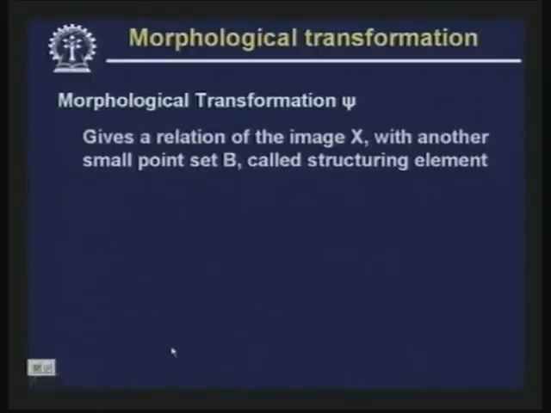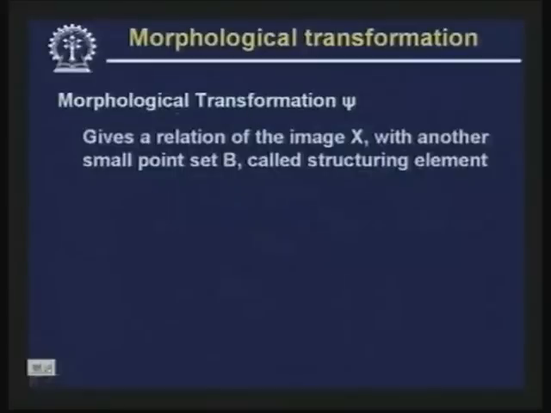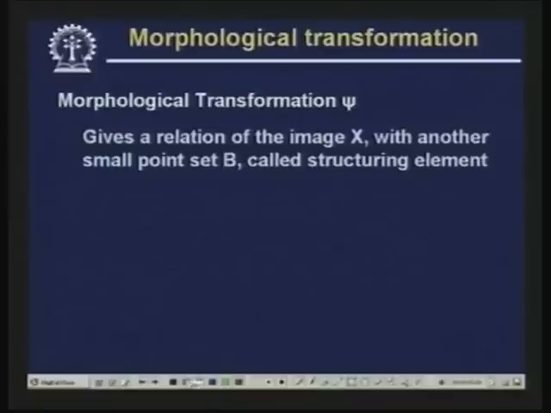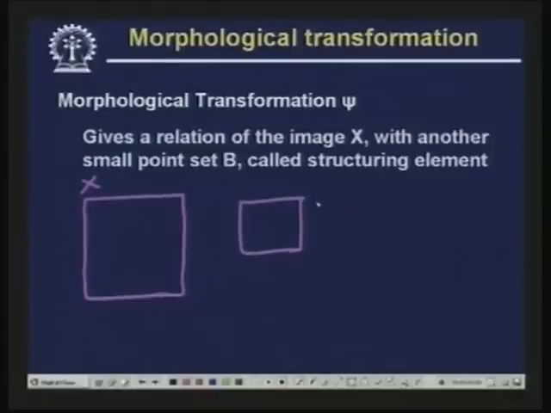We say a morphological transformation psi. This morphological transformation psi gives a relation of the image capital X, and as we have just said, this image capital X is nothing but a point set or set of points, with another small point set or small image capital B, which is called a structuring element. So, in this case we have an image capital X and a small structuring element or small image capital B. This transformation describes a relation between the image X and the small point set B, which we are calling a structuring element.